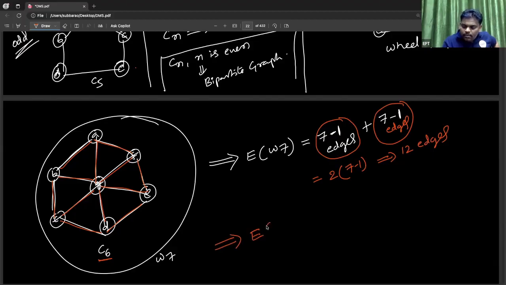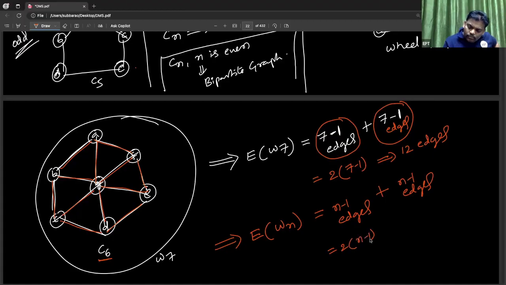Number of edges in Wn. Remember, Wn is derived from Cn minus 1. Cn minus 1 contains n minus 1 edges. Next, the inside vertex has n minus 1 edges again. Total 2 into n minus 1. Is it okay? Anyone having doubt? This is called a wheel graph with 7 vertices, which is derived from a cycle graph with 6 vertices.